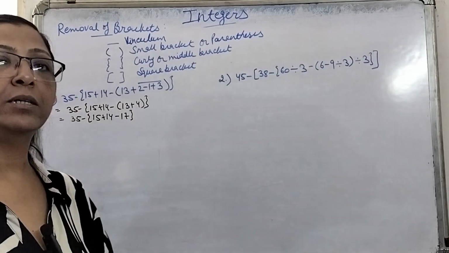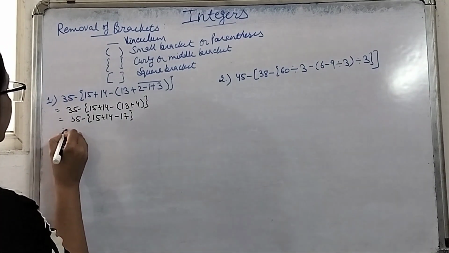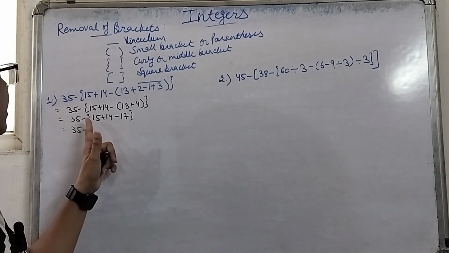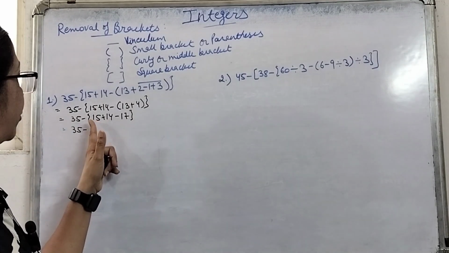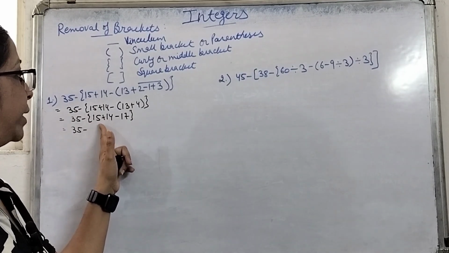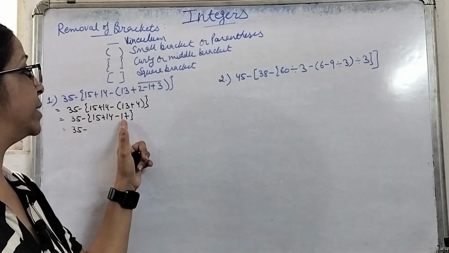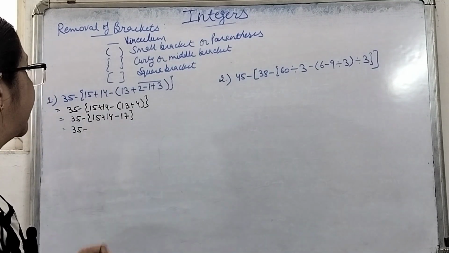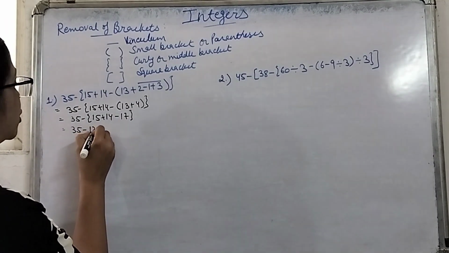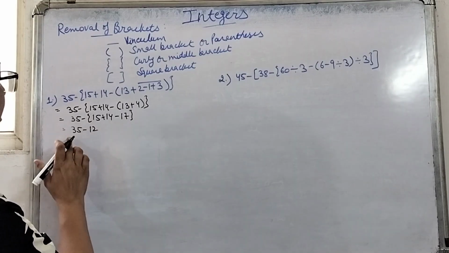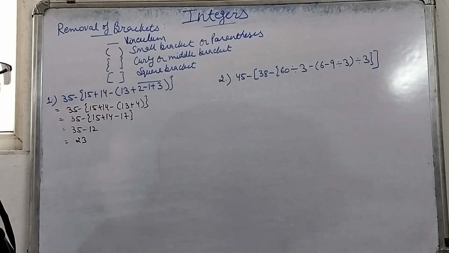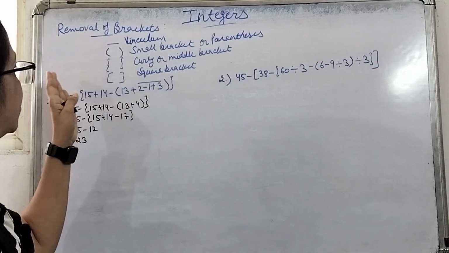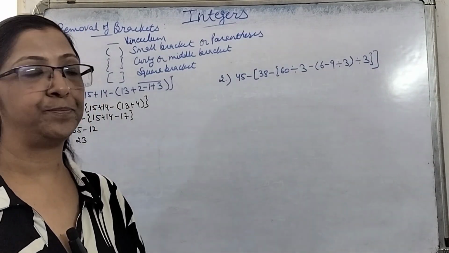Now we will be solving the curly bracket. So 35 minus. It is your 15. 15 plus 14 will be your 29. If from 29 we will be subtracting 17, we will be getting 12. So we will be taking 12 over here. This bracket is even done. Now 35 minus 12 will be your 23, will be the answer. This is how using the sequence we will be solving the expression.